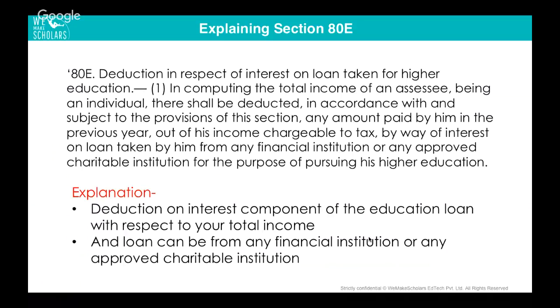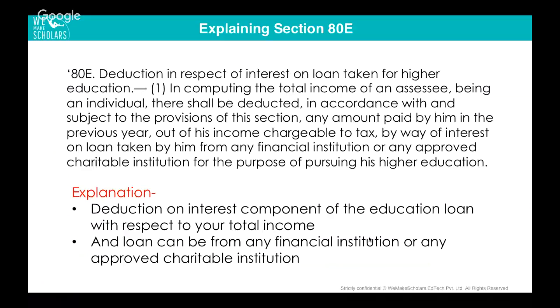So let's say if you're in the 20% tax bracket, then the exemption also will be 20%. If you're in the 10% income tax bracket, then the exemption also will be 10%. So that's why they say it is a deduction on the interest component of the education loan with respect to your total income. Why total income? Because your total income decides how much tax you pay.